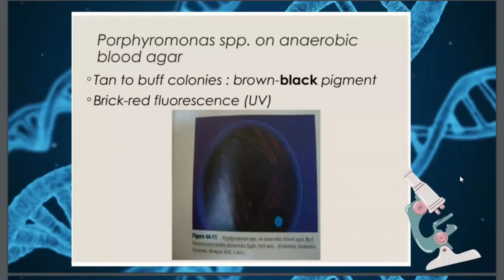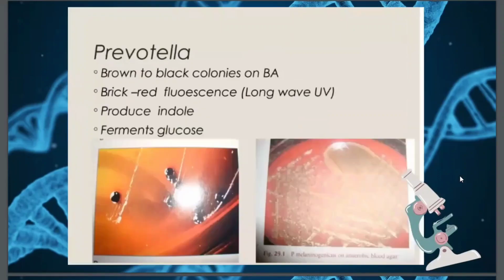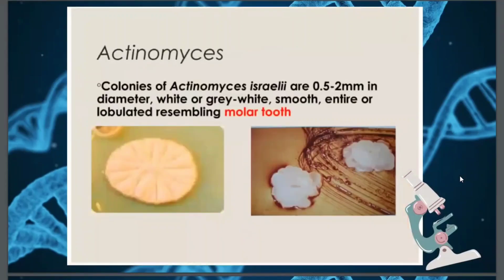Tan to buff colonies, brown-black pigment, brick red fluorescence under UV. So it is clear, right? And next one is Prevotella. Brown to black colonies on blood agar, brick red fluorescence under long-wave UV, produces indole and ferments glucose.